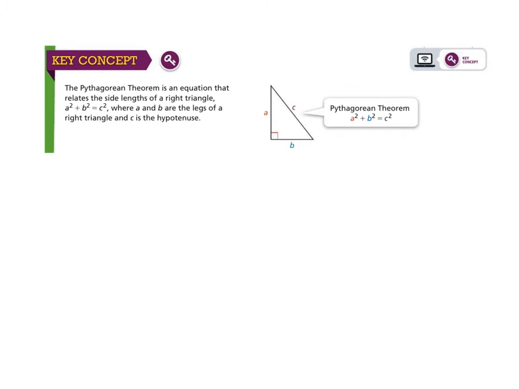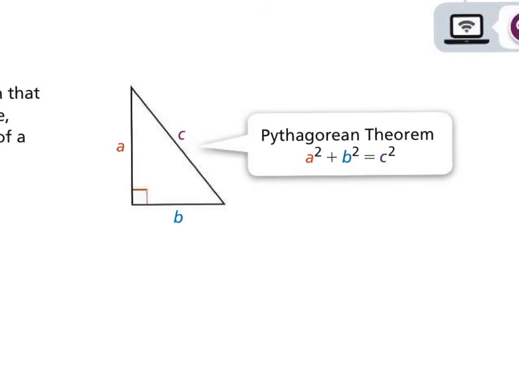Key concept, just recapping again, Pythagorean theorem, a squared plus b squared equals c squared. C is the hypotenuse.